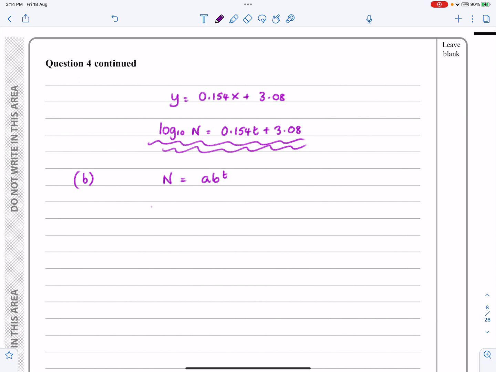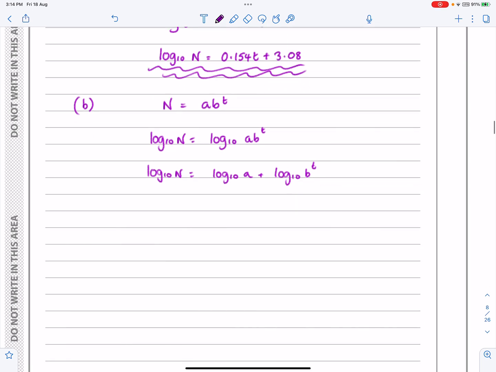So log to the base 10, simply because that's what they've given me in the question. So log to the base 10, that is equal to log to the base 10 of that. Log both sides. Here, using log rules, log 2 things multiplied together is the same as log a plus log b. B to the t, but plus log b. Now we're going to use the power rule with logs to take that one down there. So I'm going to get log 10n equals log 10a plus t log 10b.